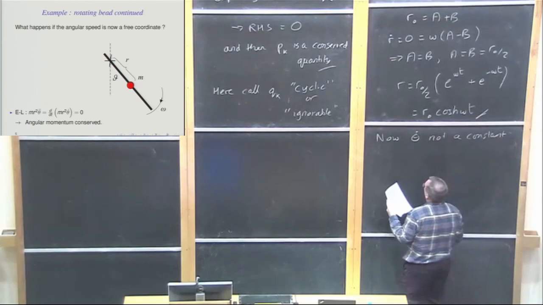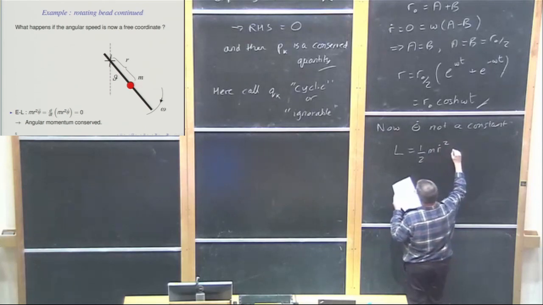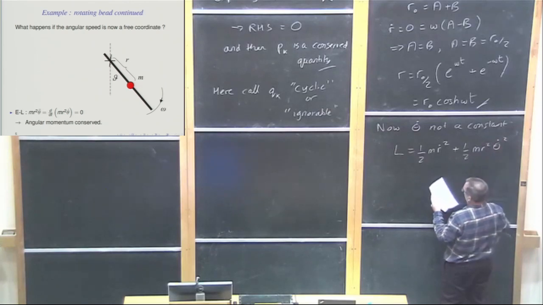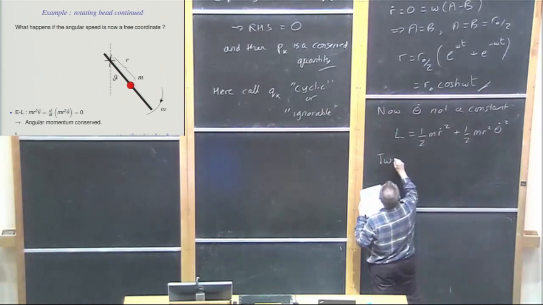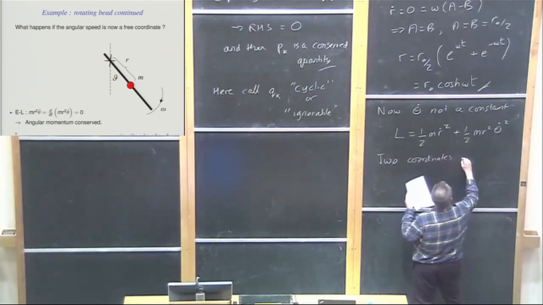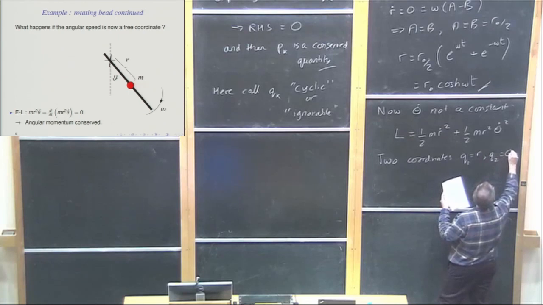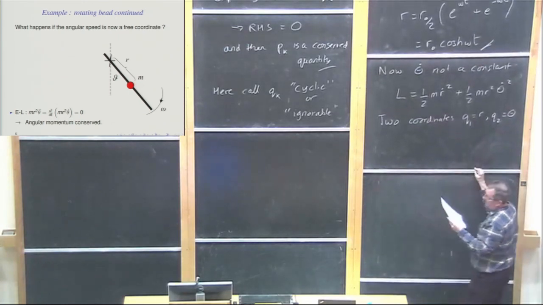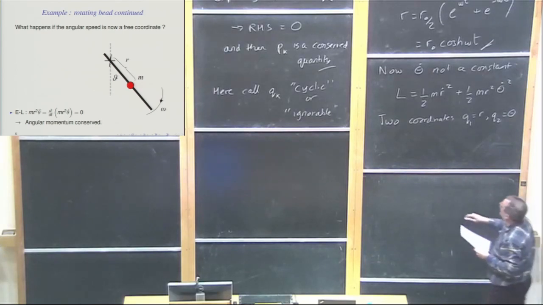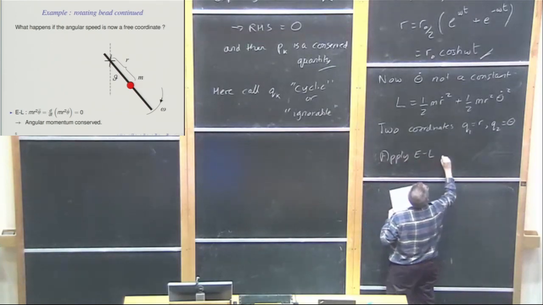So we had the Lagrangian, well, we wrote this already, half m r dot squared plus a half m r squared theta dot squared. So now we have two coordinates. We have q1 is equal to r and q2 is equal to theta, right? So we need to apply the Euler-Lagrange equation twice, for both, okay?